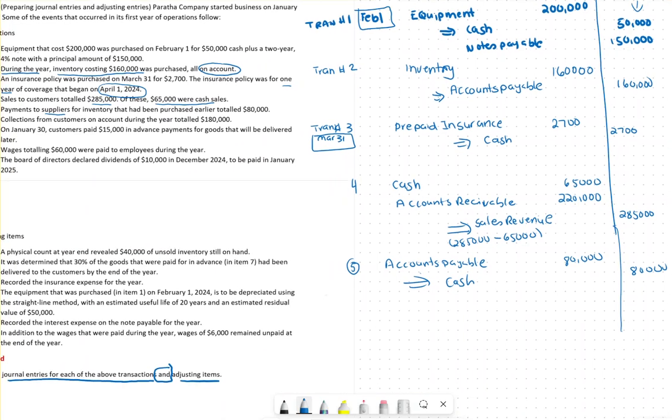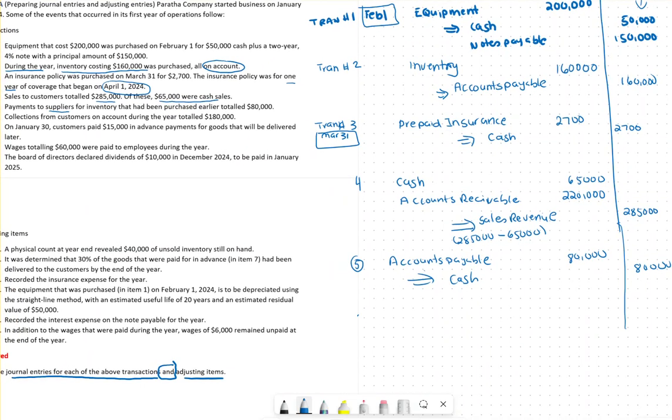Then going next, we collected from a customer. That's number 6. You collected on account. How much did we collect? 180,000. Debit will be my cash, and that is 180,000 we collected from a customer, and credit is my accounts receivable, $180,000.